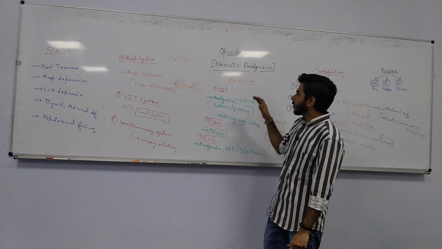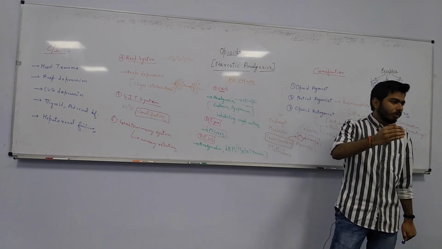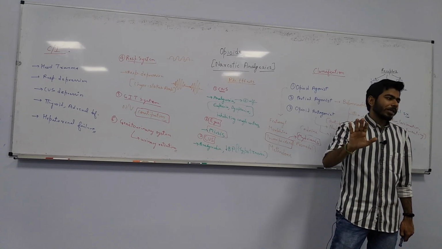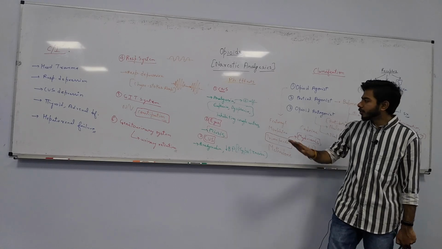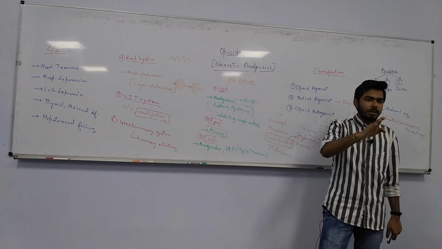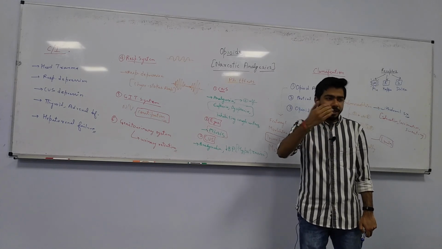Then we know that we also have the opioid receptors. These are the serpentine receptors, G inhibitory receptors, right? Now they act as brakes on the pain sensation. So we have the endogenous opioids, that are endorphins, enkephalins and dynorphins. These are the endogenous opioids.